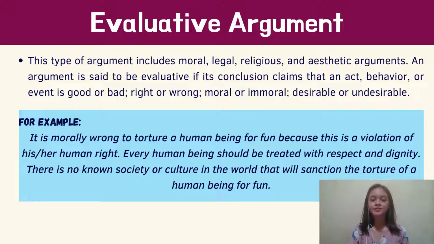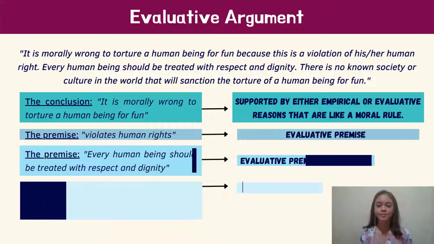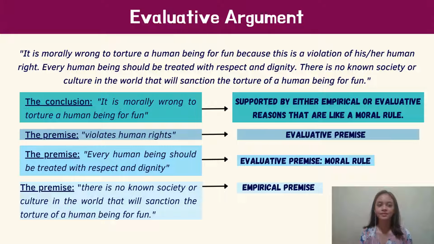There is no known society or culture in the world that will sanction the torture of a human being for fun. With this given example by Acuña, let us dissect and discuss this argument for us to better understand what makes up an evaluative argument. So here we have the conclusion: it is morally wrong to torture a human being for fun. It is a conclusion that is supported by either empirical or evaluative reasons that are like a moral rule. Then we have the premise: violates human rights, which is an evaluative premise.